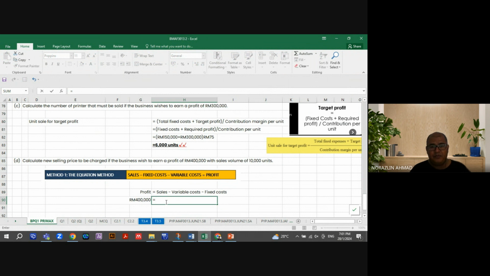Okay, sales. What is the sales price? So sales price is SP. You don't know. Number of units is 10,000 units. This one is SP. Okay. You minus by your variable cost, 125 ringgit. You times by 10,000 units. You minus RM 150,000 fixed cost.